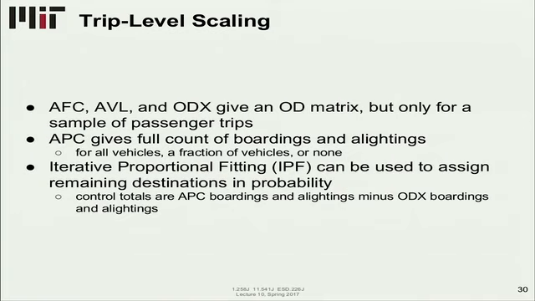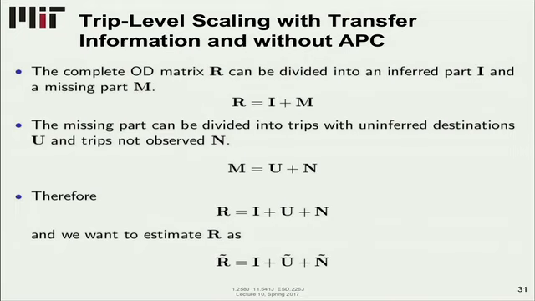So one example of that is transfers, and we'll give an example of that in the next few slides. So consider scaling when you have transfer information from ODX and you don't have APC on every bus. You have it on some buses, but not every bus. So the real complete OD matrix is what you want, and we could split it. I'm using algebraic notation here. The real matrix R can be split into the inferred portion I and the missing portion, M, right?